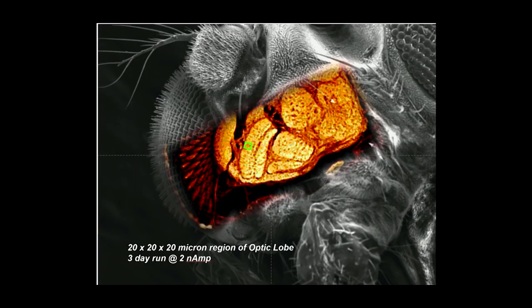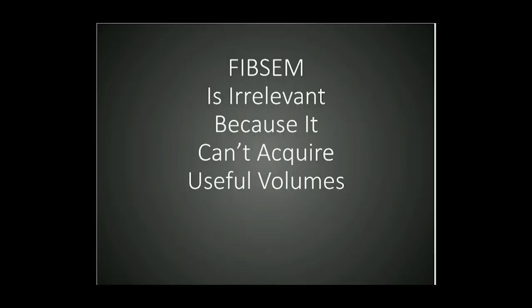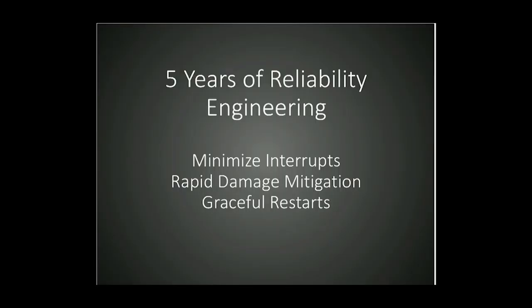So we got one of these machines and started out. And so we ran it. Three days later, it came to a grinding halt and stopped. And so we imaged 1/1000th of a brain and couldn't continue. There are problems. And so we came to this conclusion: FIB-SEM is irrelevant because it can't image anything useful. I continued to be employed and worked on the next problem, 5 years of reliability engineering.